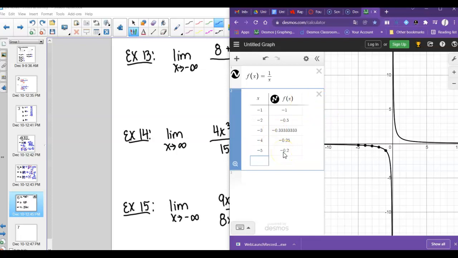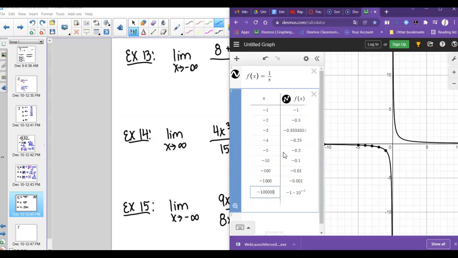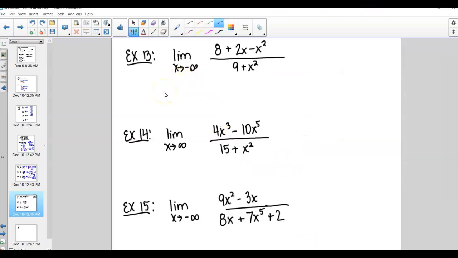But as I plug in numbers like negative 10, negative 100, 500, negative 1,000, negative 1,000,000, my decimals are really small, so it's approaching 0 there as well. So it really does not matter for these whether you approach positive or negative infinity as far as the method that you're going to use.